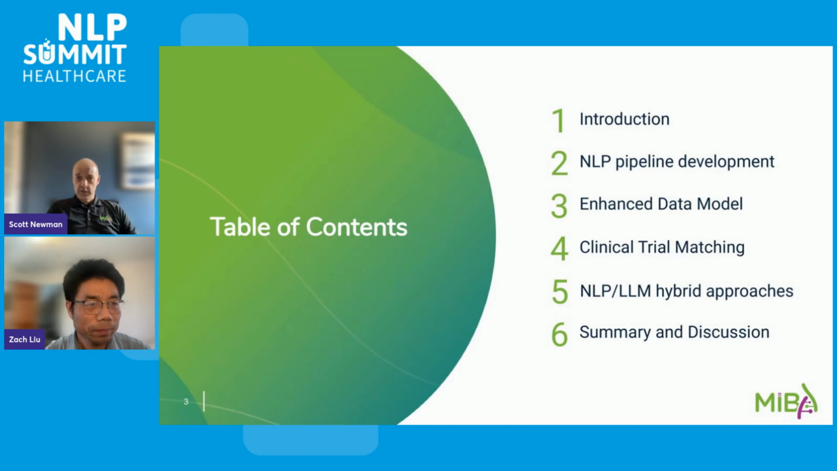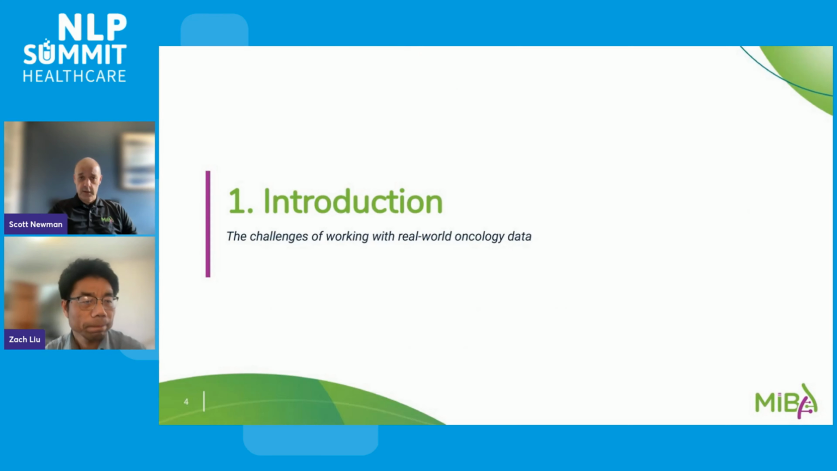So here's the structure of the talk. Brief introduction. We're going to talk about our NLP pipeline development. Zach's going to provide some technical details, some color around the more general topics that I introduce. We'll talk about our enhanced data model and then how we use it to match community oncology patients to clinical trials. Finally, we'll talk about a newer approach where we've devised a hybrid NLP large language model to find adverse events. Then we'll wrap it up with a summary and a brief discussion. So let's get on to the main content.